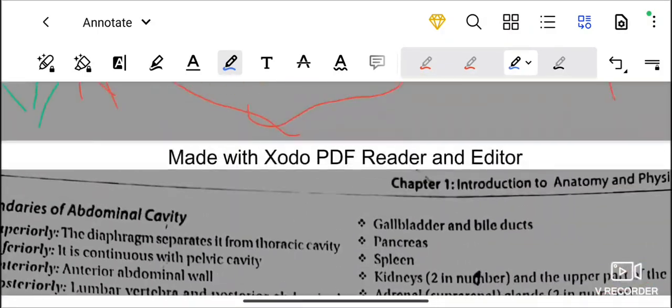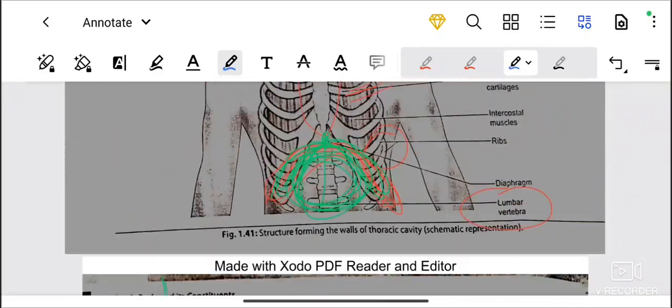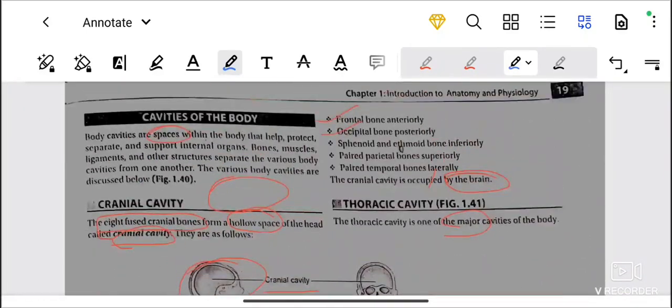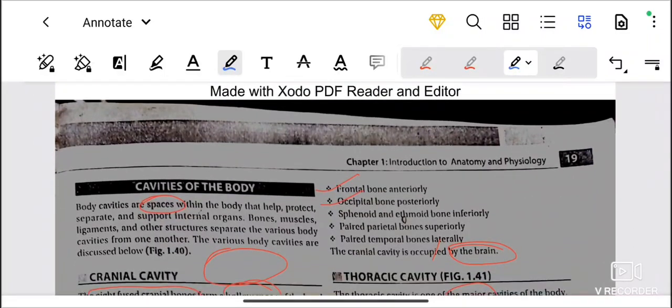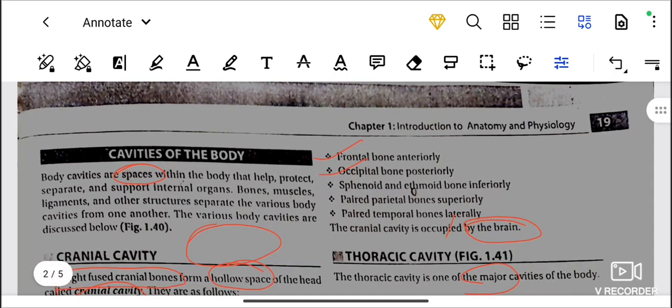This is the complete lecture on the cavities of the body. Okay, this is completed: cavities of the body.